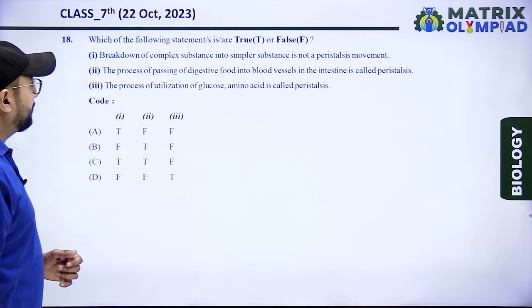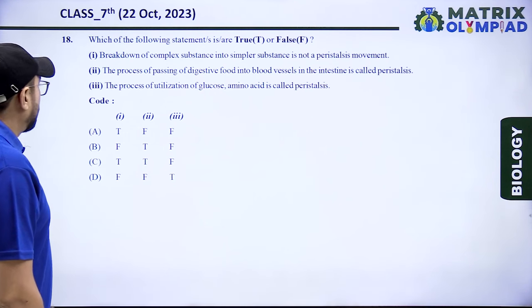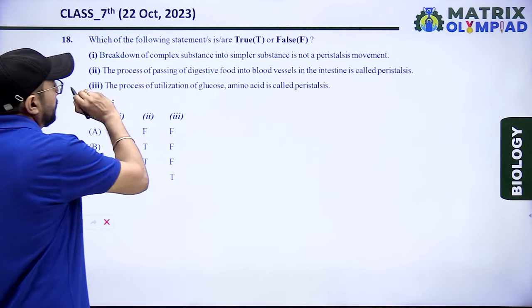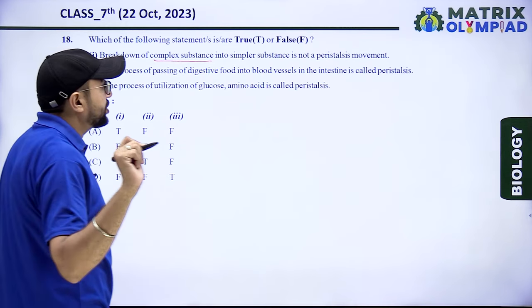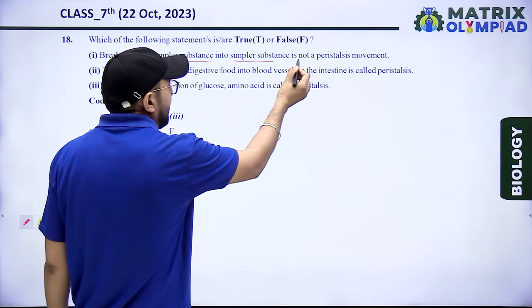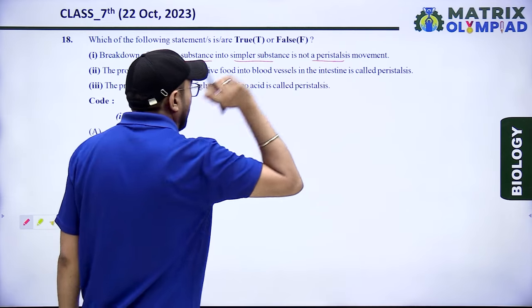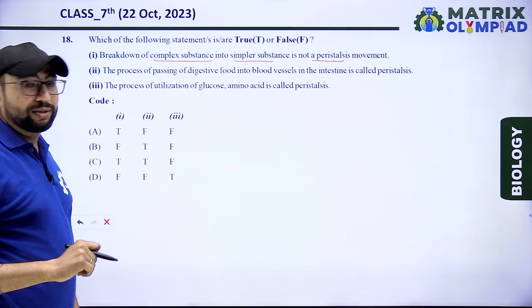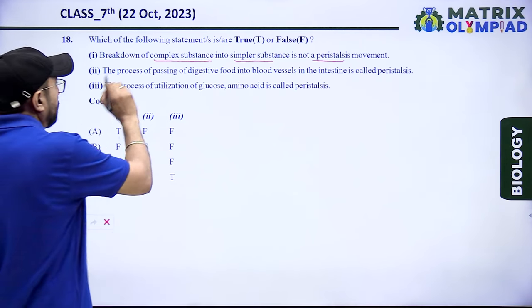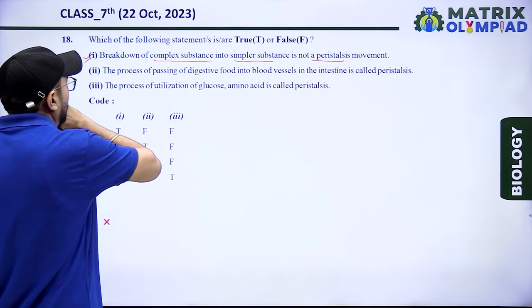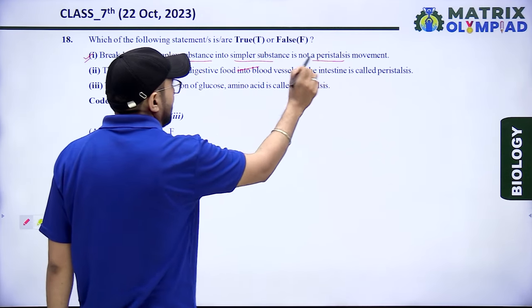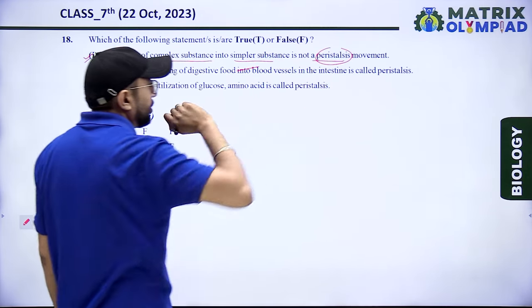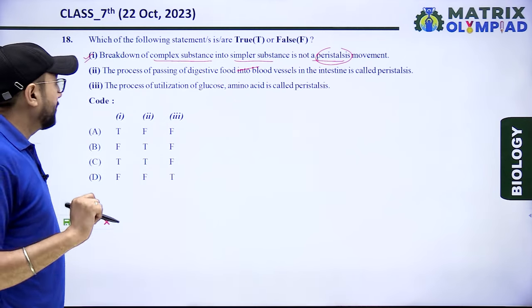Next question. Which of the following statements are true and false? Breakdown of complex substances into simpler substances is not a peristalsis movement. Peristalsis movement, no. So that option is right. Breakdown of complex food into simple is not peristalsis. So this is right. Next.